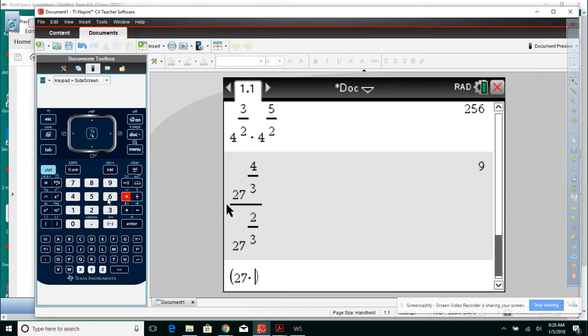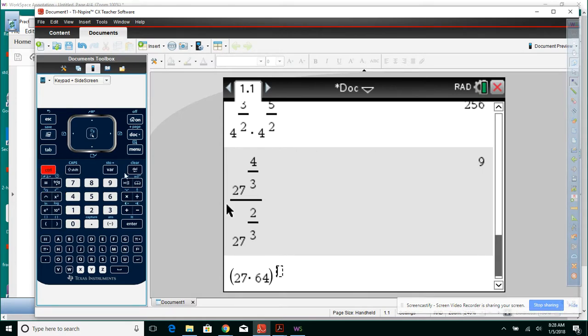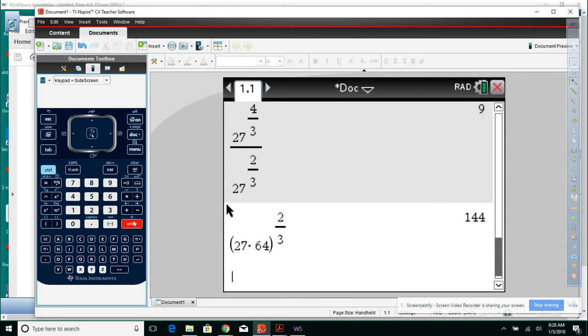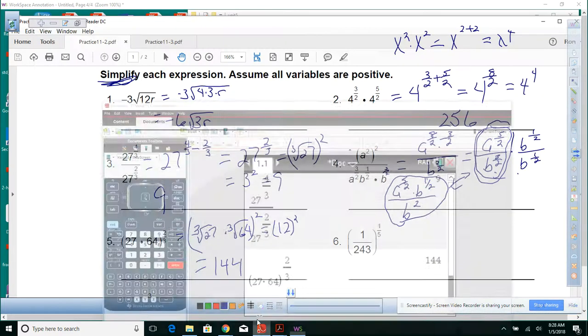27 times 64 caret, and then we're going to do 2 over 3. 2 over 3. 144. Glad that worked.